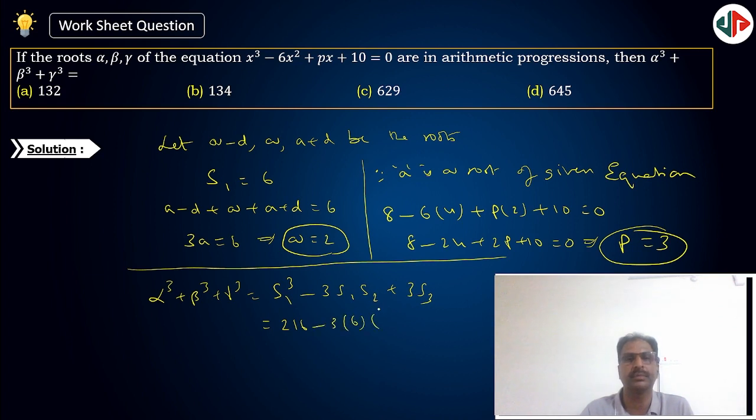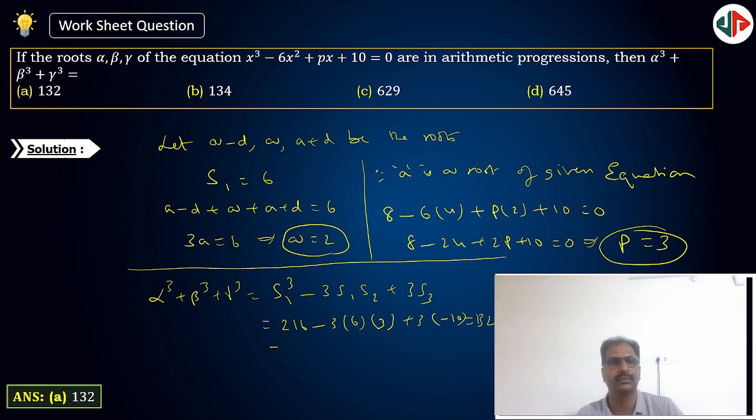What is s2? S2 is p, which is nothing but 3 plus... S3 is minus 10. To simplify this, you will get the answer as 132. Option A.